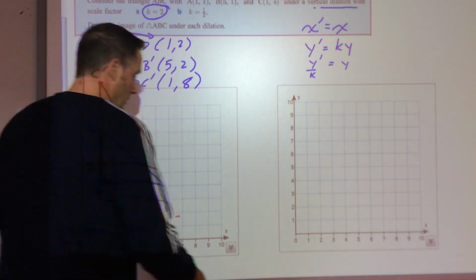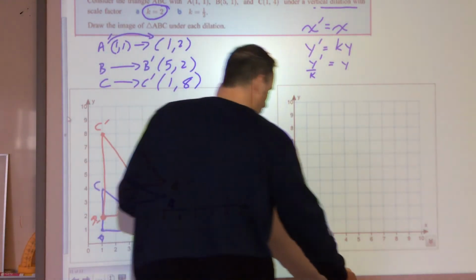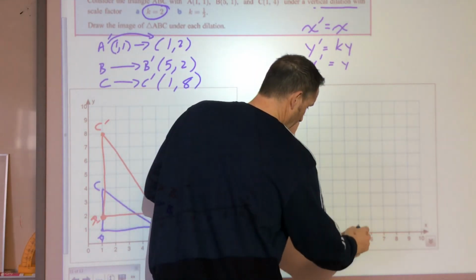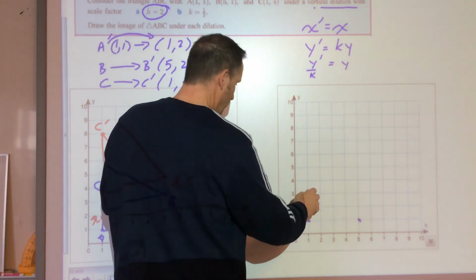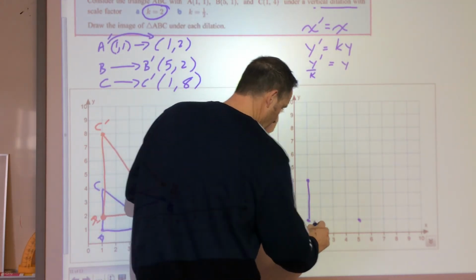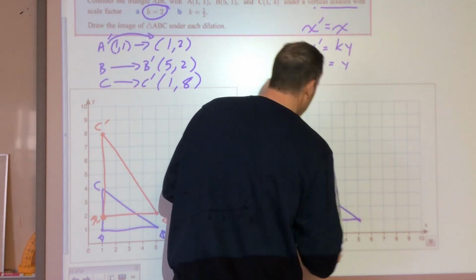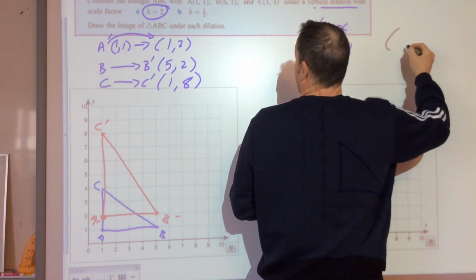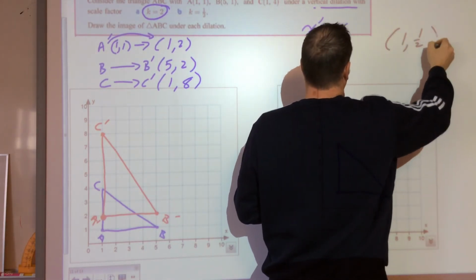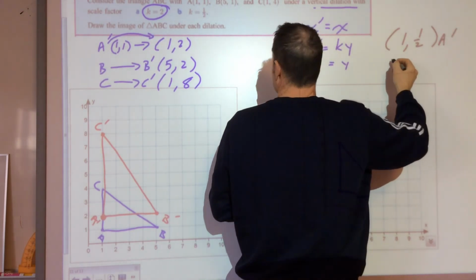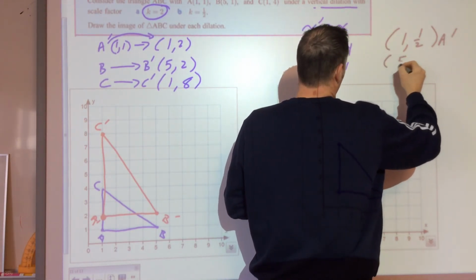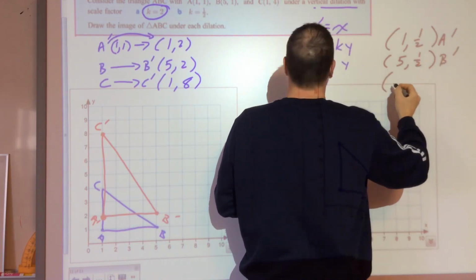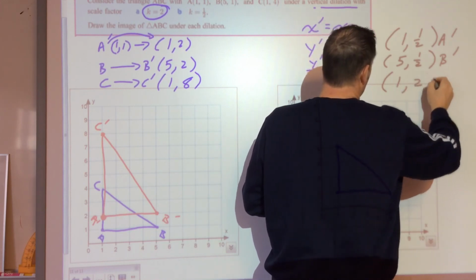Now we'll go over to this one. We're going to plot our original 1, 1; 5, 1; and 1, 4. Now what's happening is our k value in this case is going to shrink our points. So I'm going to have 1 and 1/2 as A prime in this case, and 5 and 1/2, and C, 1 and 2.